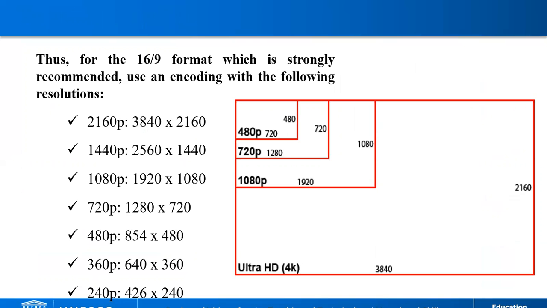Thus, for the 16:9 format, which is strongly recommended, use an encoding with the following resolutions: 2160p, 3840 times 2160; 1440p, 2560 times 1440; 1080p, 1920 times 1080; 720p, 1280 times 720; 480p, 854 times 480; 360p, 640 times 360; 240p, 426 times 240.